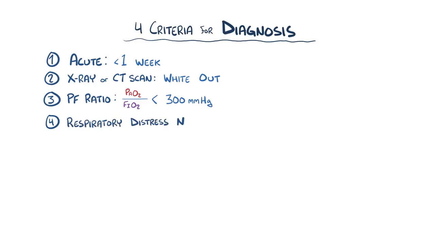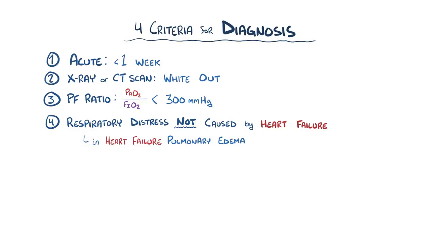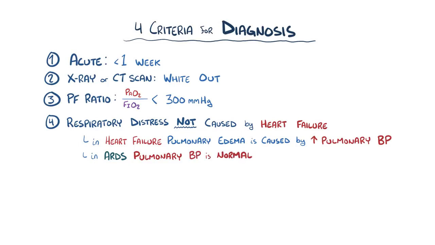Fourth, the respiratory distress must not be explained by heart failure. In heart failure, pulmonary edema develops because the heart can't pump blood effectively, and as a result, the pulmonary blood pressure goes up and the fluid starts moving into the lung interstitium. In ARDS, the pulmonary blood pressure is normal, since the problem is with the alveoli getting damaged.